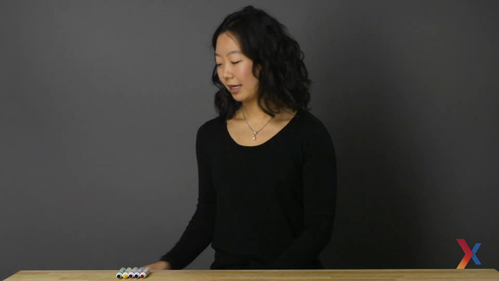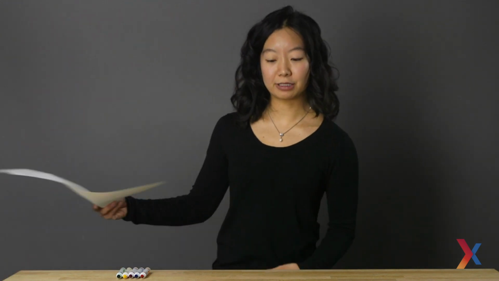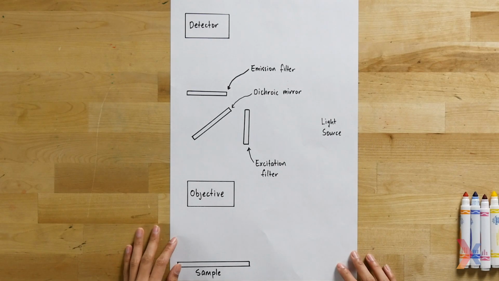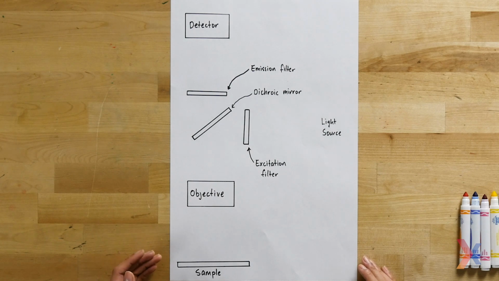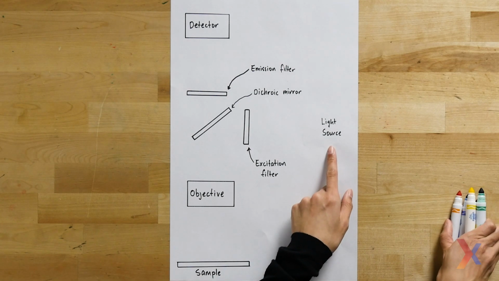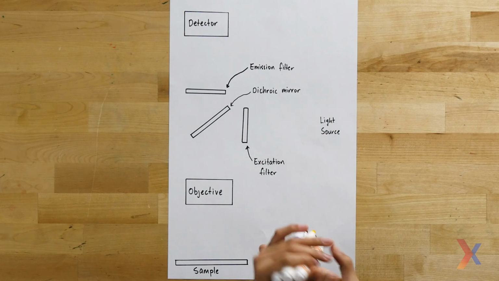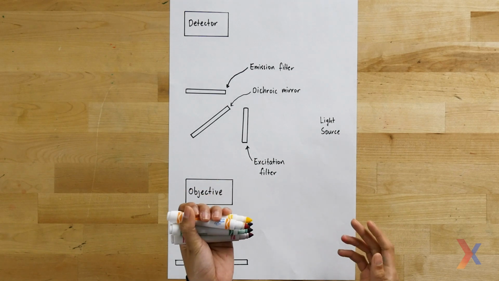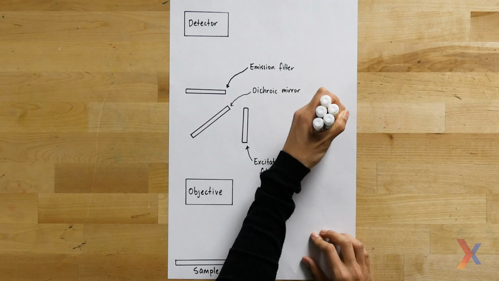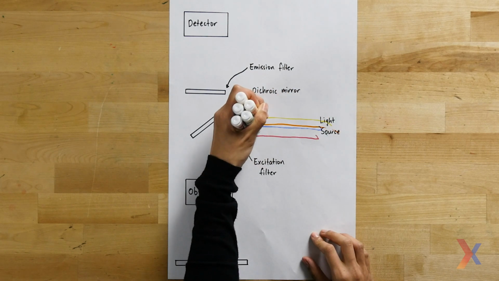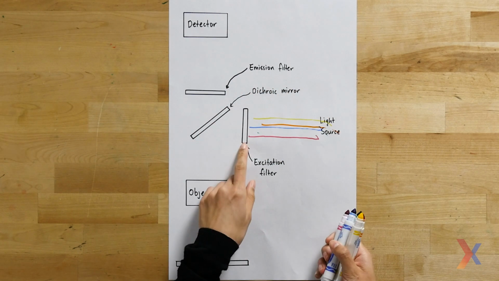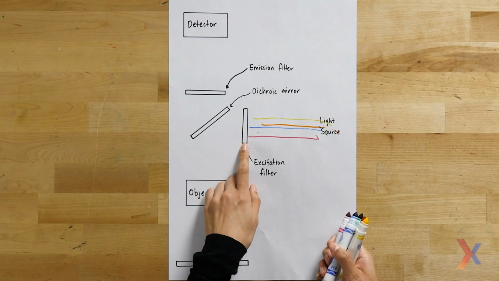In order to be able to detect fluorescence in our samples, we have to use a special fluorescence microscope. In order to explain how a fluorescence microscope works, I've drawn out here the basic components in all fluorescence microscopes. We'll start here with a light source that emits visible light. Here I'm representing this visible light using multiple different markers to show that it has different colored wavelengths of light. And this visible light comes out, and over here it hits first an excitation filter.